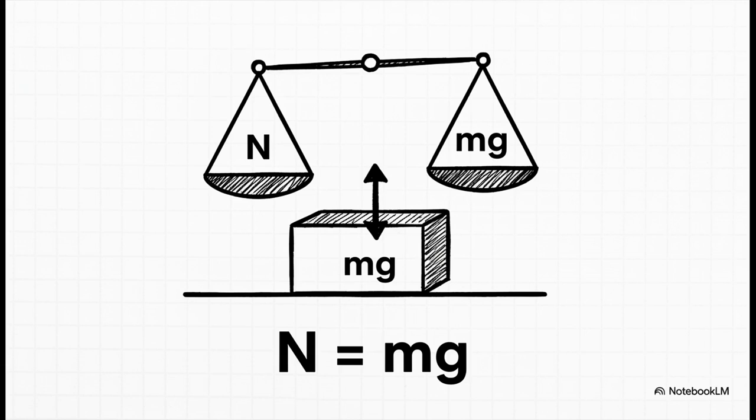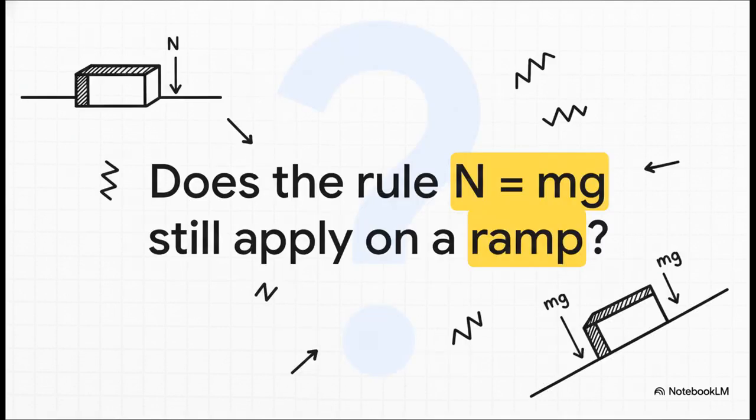On flat ground, that perpendicular rule leads to a really simple, really comfortable equation. You've got gravity, mg, pulling straight down, and the surface pushes straight up to support it. The forces are perfectly balanced out, so the normal force, N, is exactly equal to the object's weight, mg. This is that simple rule we all learn first. It feels safe.